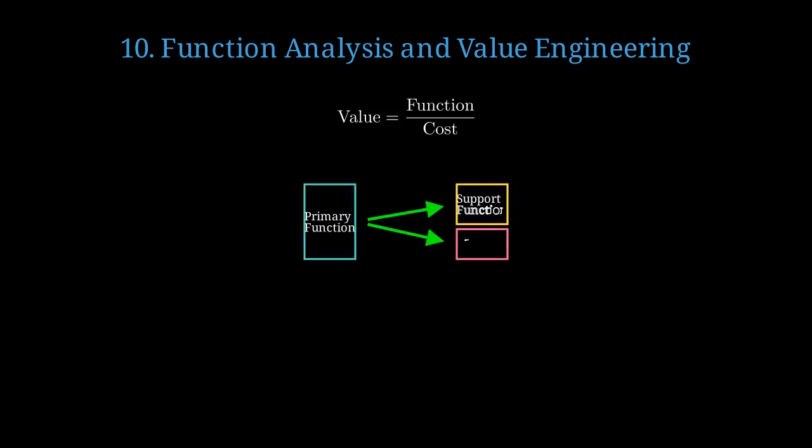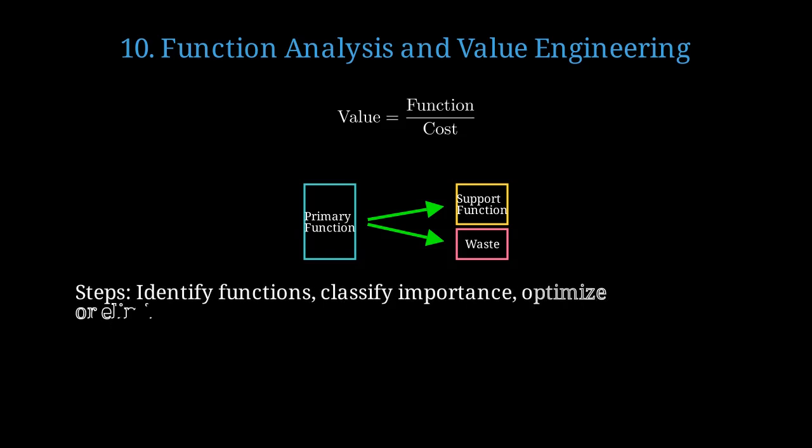Function analysis systematically evaluates what each component does and its value contribution. Value equals function divided by cost. We can increase value by improving function or reducing cost. Function analysis identifies primary functions, supporting functions, and wasteful components that add cost without value. The process involves identifying all functions, classifying their importance, then optimizing or eliminating low-value ones.